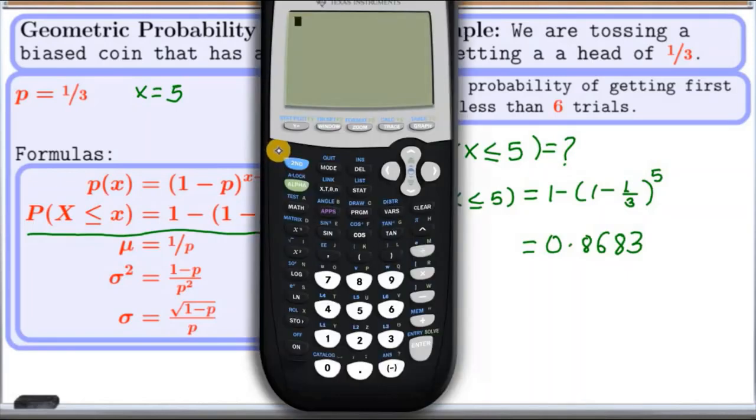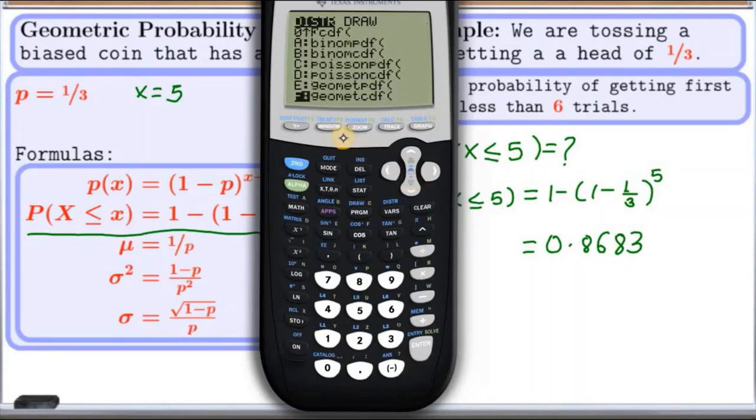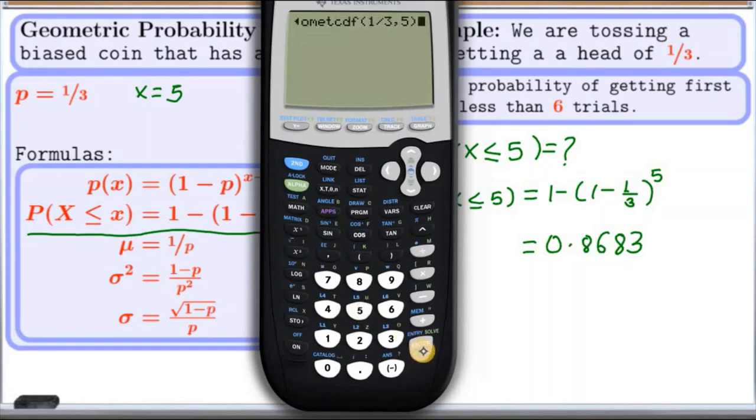Let me show you how to do this in a calculator. In calculator, you can just use geometric CDF. So for that, go to second, then go to distribution, go all the way down, use this arrow key to go all the way down until you see geometric CDF. So this is what we need. Then hit enter. Our P is 1 over 3 and our X is 5. So hit enter and hit enter. So we have this, and this is exactly what we got using formula also.